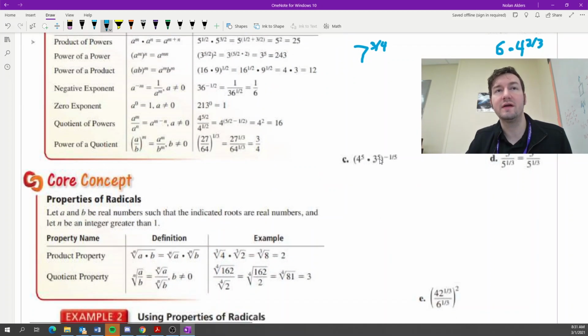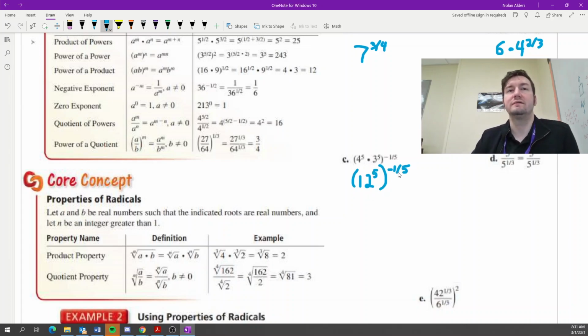So with this one down here, notice we have the same exponent, but different bases. So anytime we have that, where we have the same exponent, we can combine the two bases by multiplying them. So we can rewrite this as 4 times 3 is 12 to the 5th power. And then this whole thing is raised to the negative 1/5 power. 5 times, and then we can multiply our exponents. So 5 times negative 1/5 is negative 1. So we have 12 to the negative 1 power.